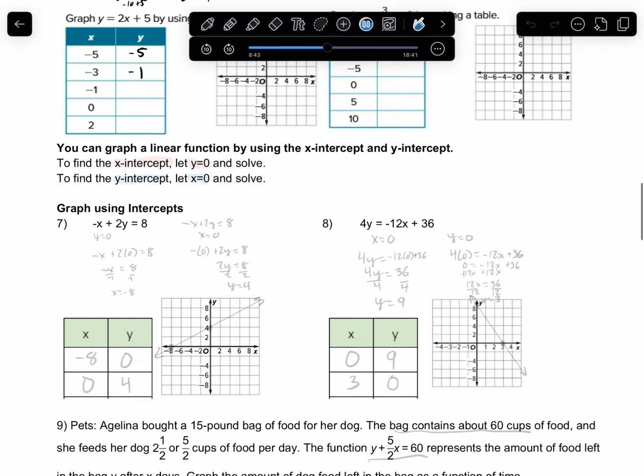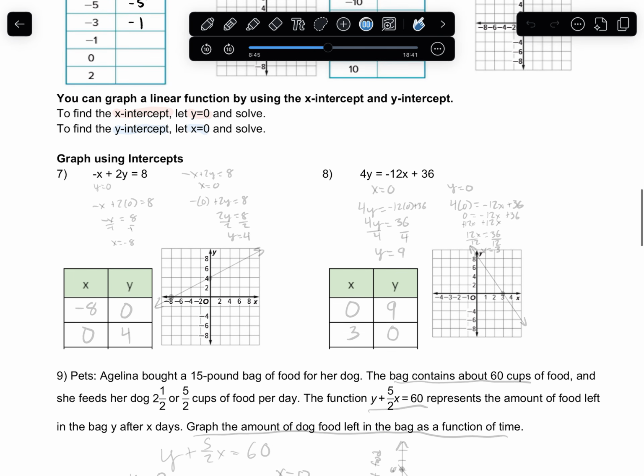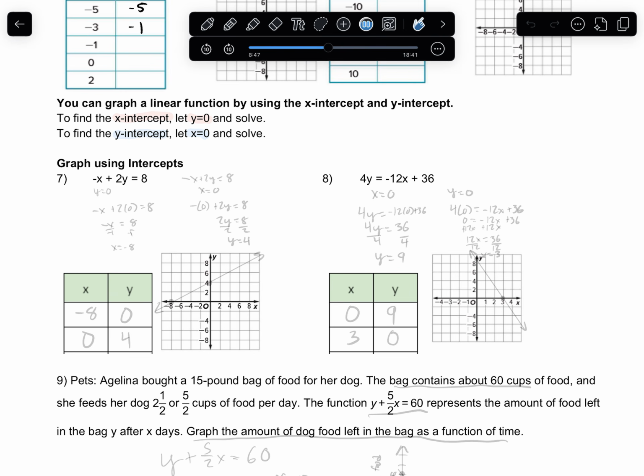But I do want us to move on to the x-intercept and y-intercept. Very important information to know is sometimes they will ask us what the x-intercept is. We just want to remember that the x-intercept is when y equals 0. That makes sense. And then our y-intercept is when x equals 0. That also makes sense. And here's why.